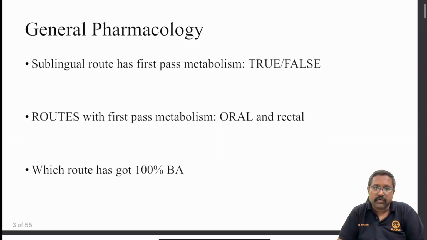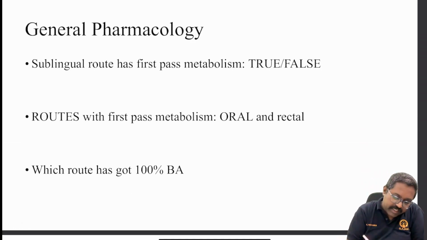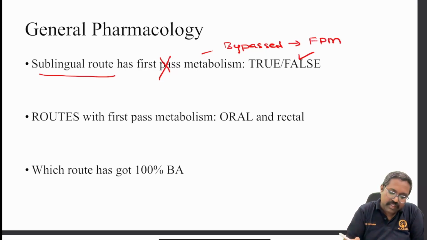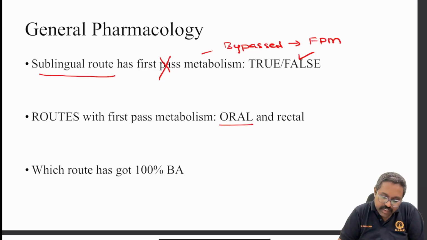Sublingual route has got first pass metabolism. Is it true or false? Actually, the first pass metabolism is bypassed with respect to the sublingual route. So the statement is false. The sublingual route will bypass the first pass metabolism, and the route with the maximum first pass metabolism will be the oral route, as we discussed in the earlier slide.